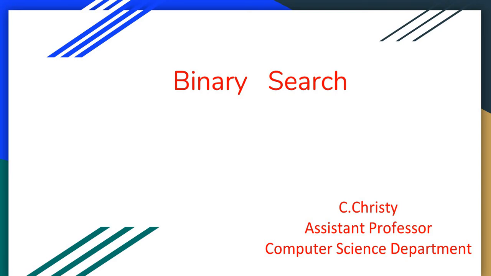In this video, let us see about binary search. Initially, there are two searches available in data structures and fundamentals of algorithm. One is linear search, and the other one is binary search. Binary search is one example of the divide and conquer procedure.